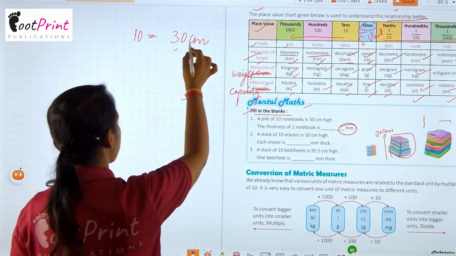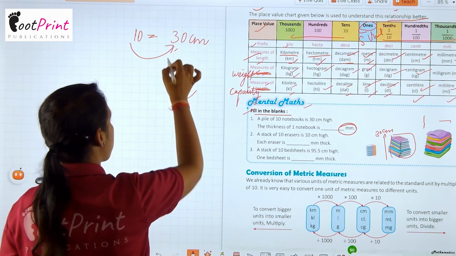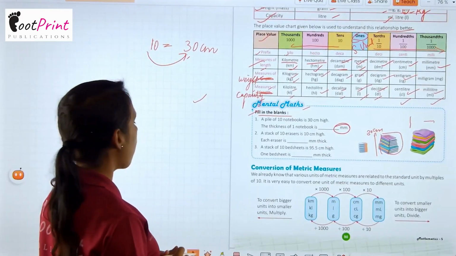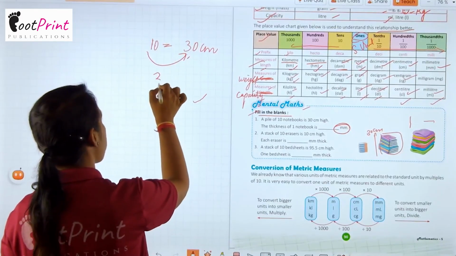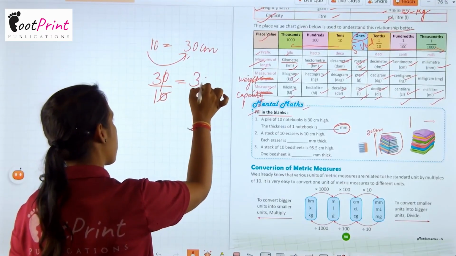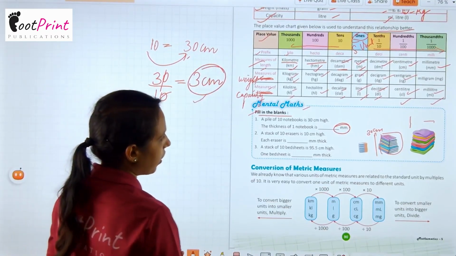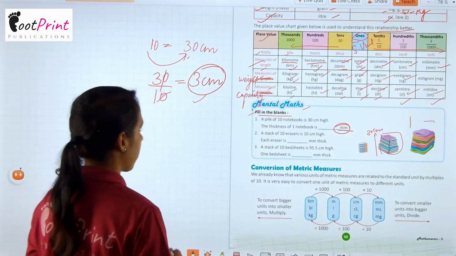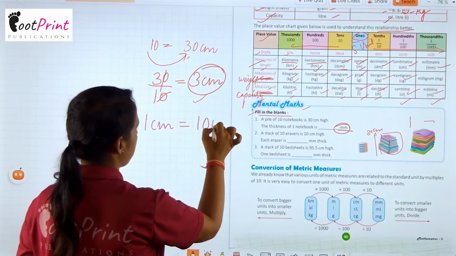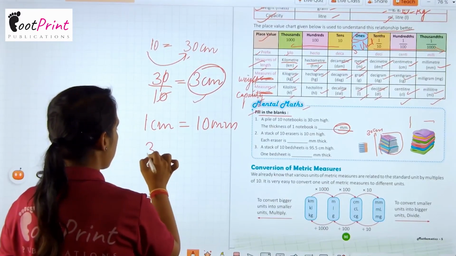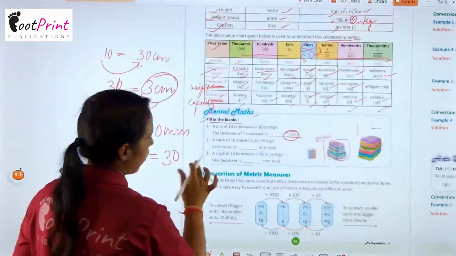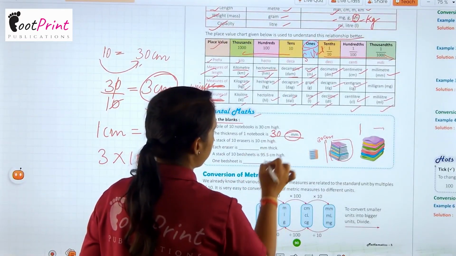So first we find out the thickness of one notebook. And how do we find it? By dividing. So here we get 0.3 centimeter. But here we have to write in millimeter. And how do we write? We know that 1 centimeter equals 10 millimeter. So 3 multiplied by 10 becomes 30 millimeter. So here we have 30 millimeter.